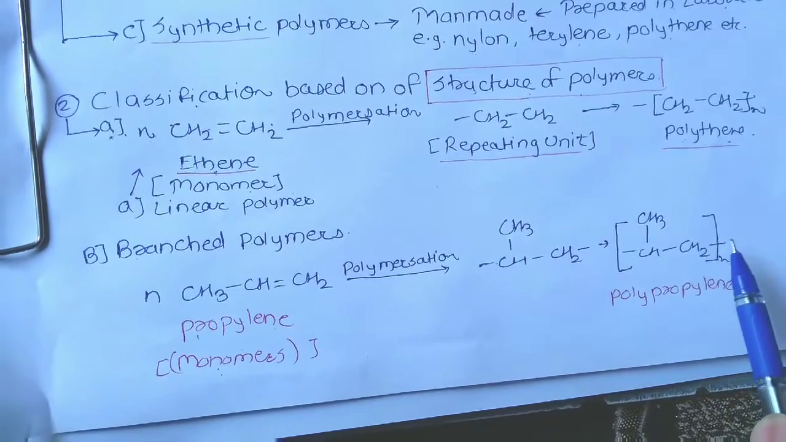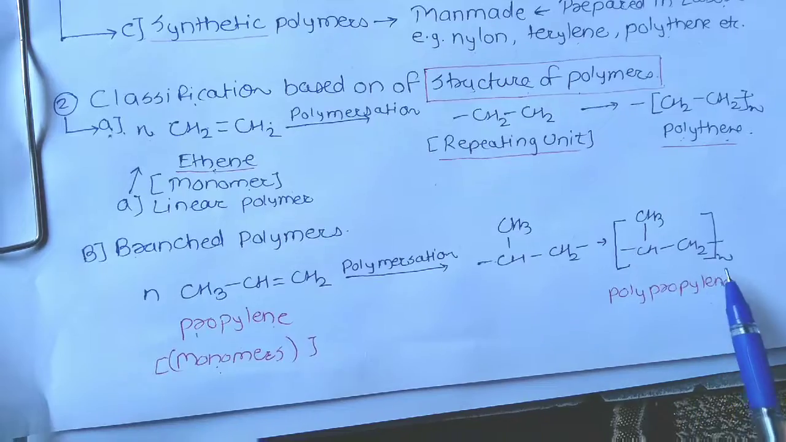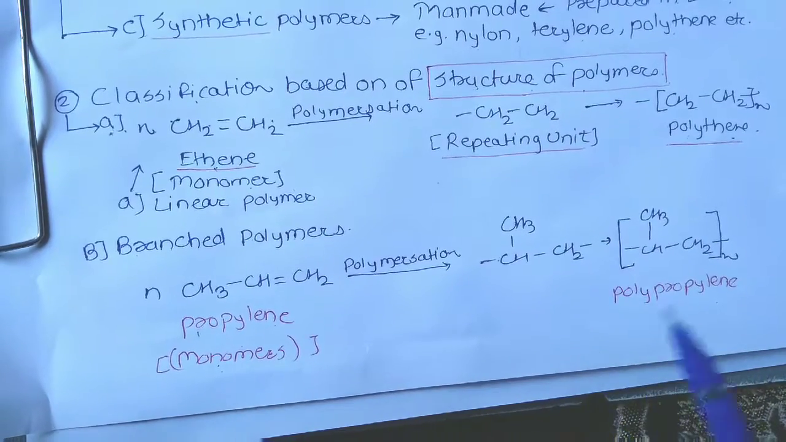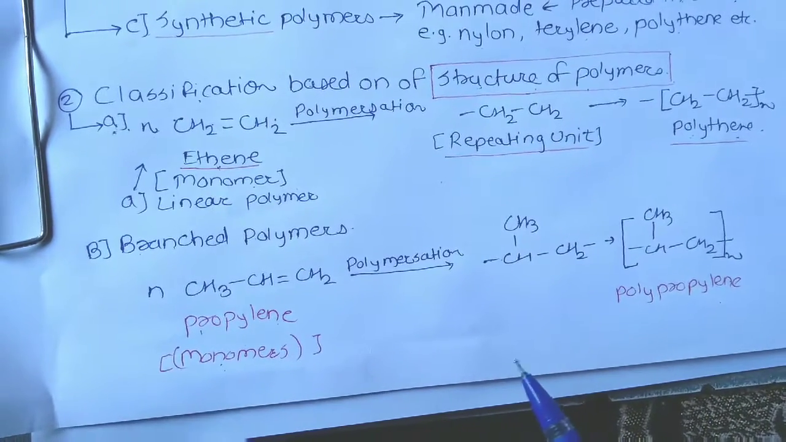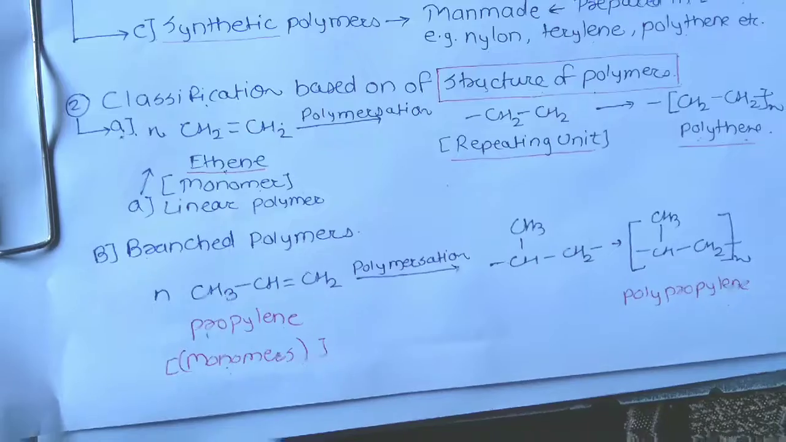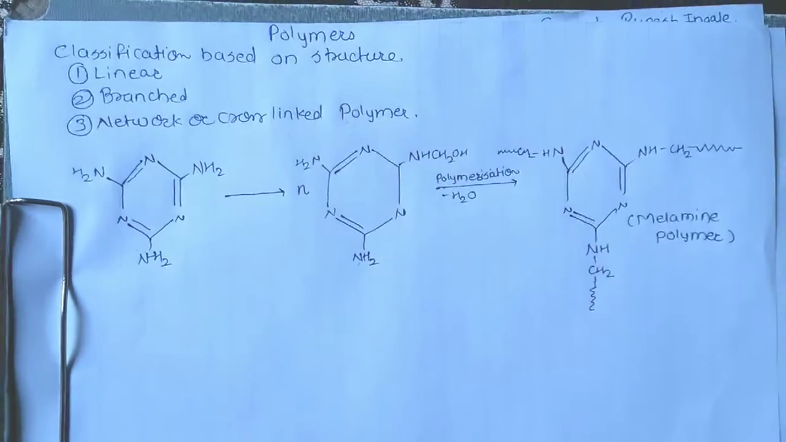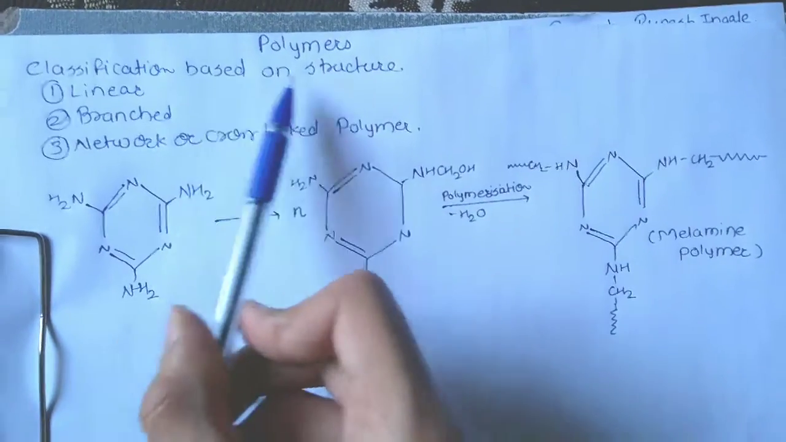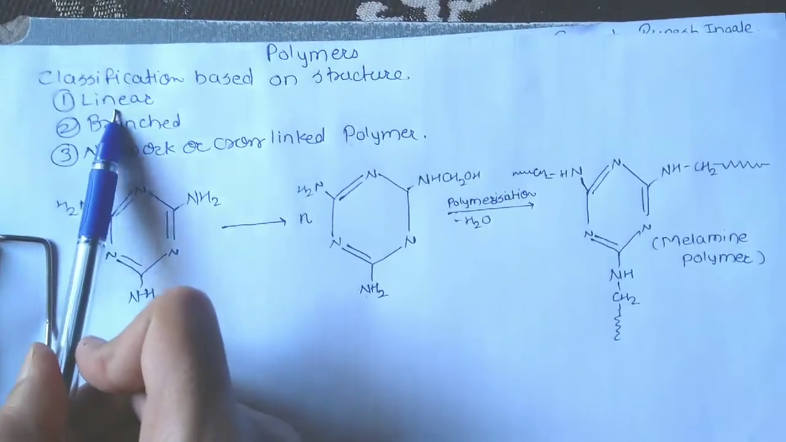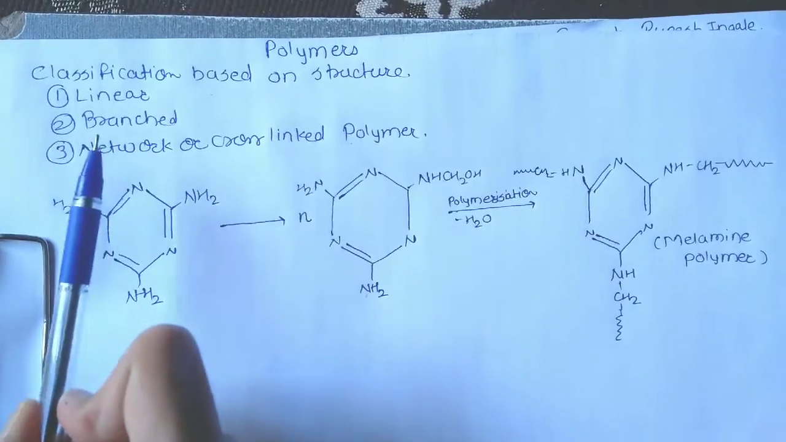So here is a less compact arrangement. Hence, it has less boiling point. Also, they have low density. In polymers, first we learned linear, second is branched.